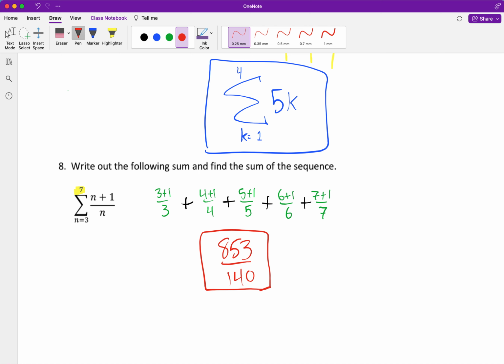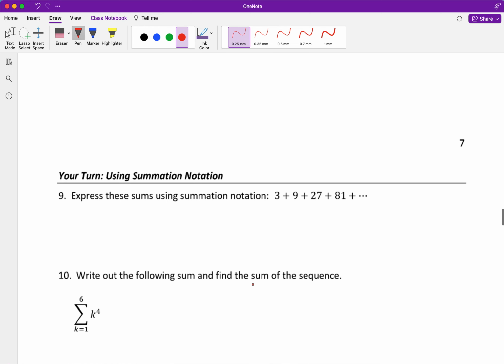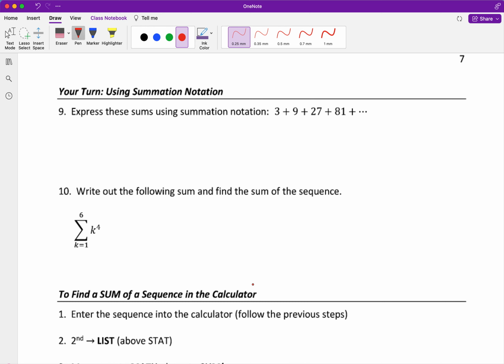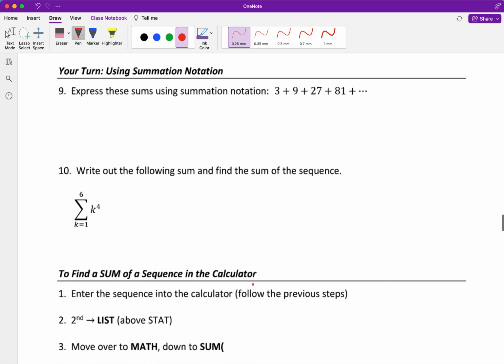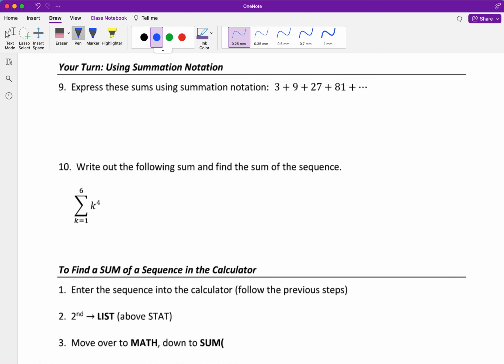So this time they asked me to write out the sum and also find it. That's why I actually calculated it this time. All right, you should pause the video and you should try 9 and 10. And then we have one last thing to go over, which is how to do these in the calculator to help us out. So you should pause the video and try it yourself. I'm sure you did that.